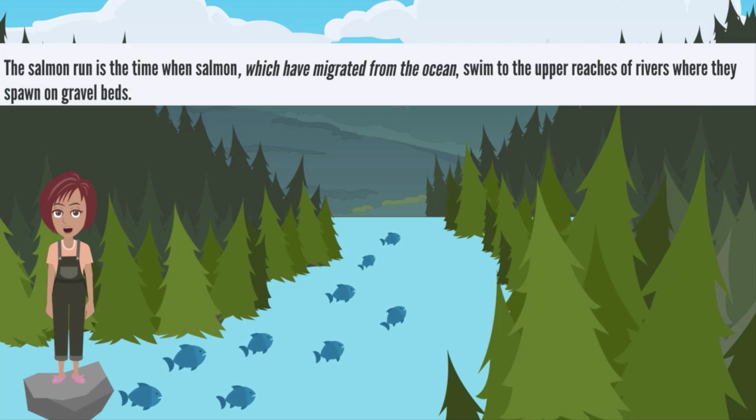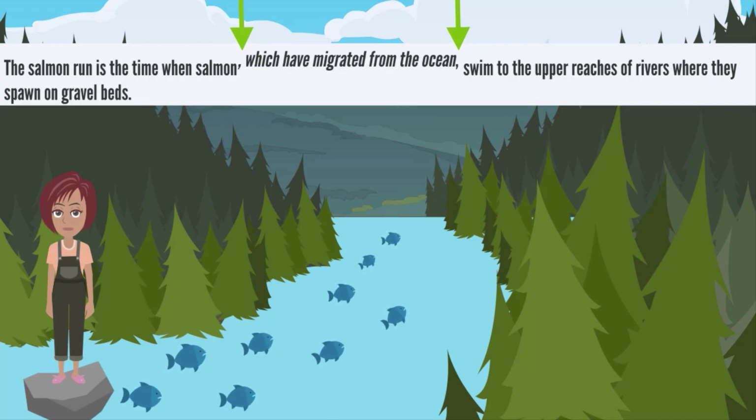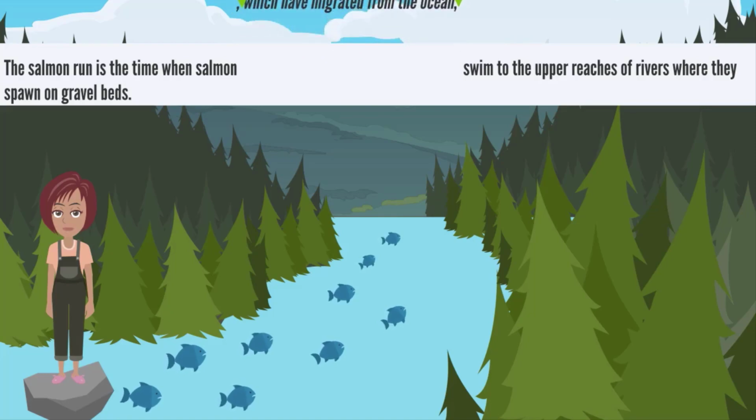Always set off non-essential clauses with commas. When a non-essential clause begins with which, place the comma before it, and if the clause is in the middle of the sentence, place another comma at the end of the clause. Think of these commas like handles, where you can lift the clause right out of the sentence.